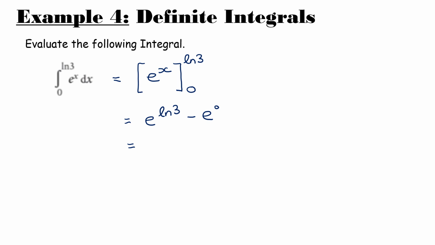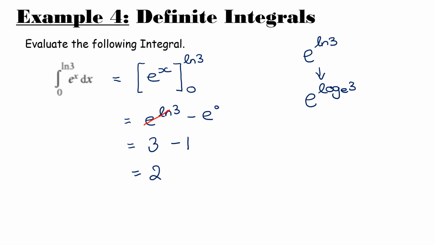E and ln undo each other. So that's just going to leave us at 3, and that's take away 1, and that gives us 2. So just to go through that with a little bit more depth for anyone who needs it, that's e to the power of log to base e of 3.